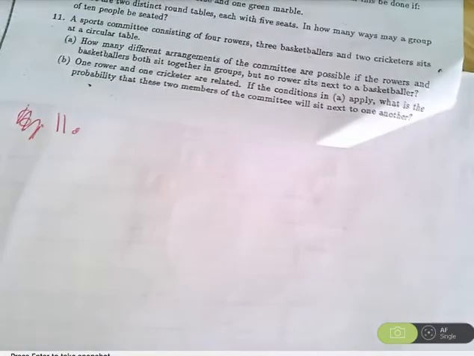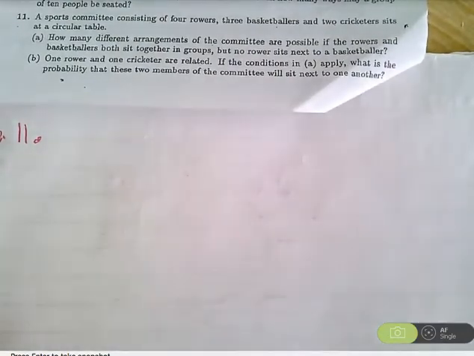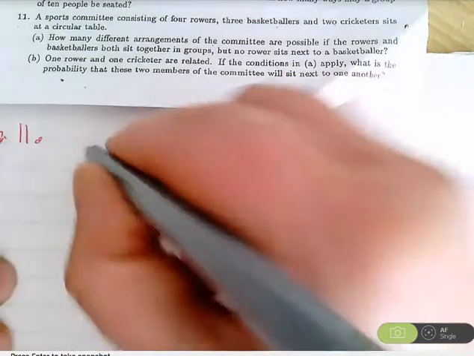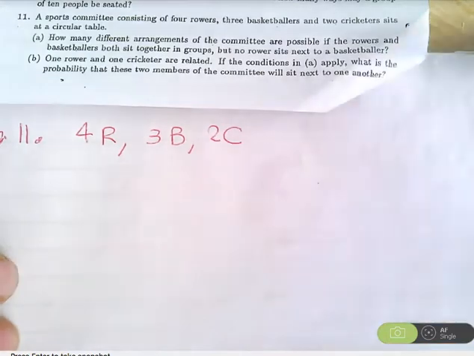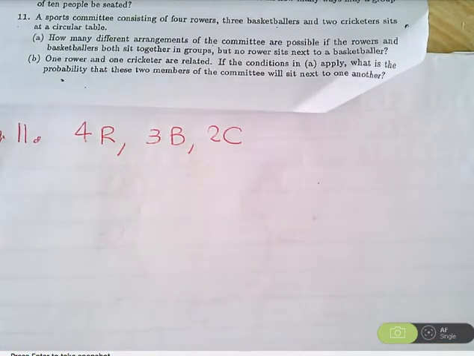Okay, question 11. A sports committee consisting of 4 rowers, 3 basketballers, and 2 cricketers sits at a circular table. How many different arrangements of the committee are possible if the rowers and the basketballers both sit together in groups?